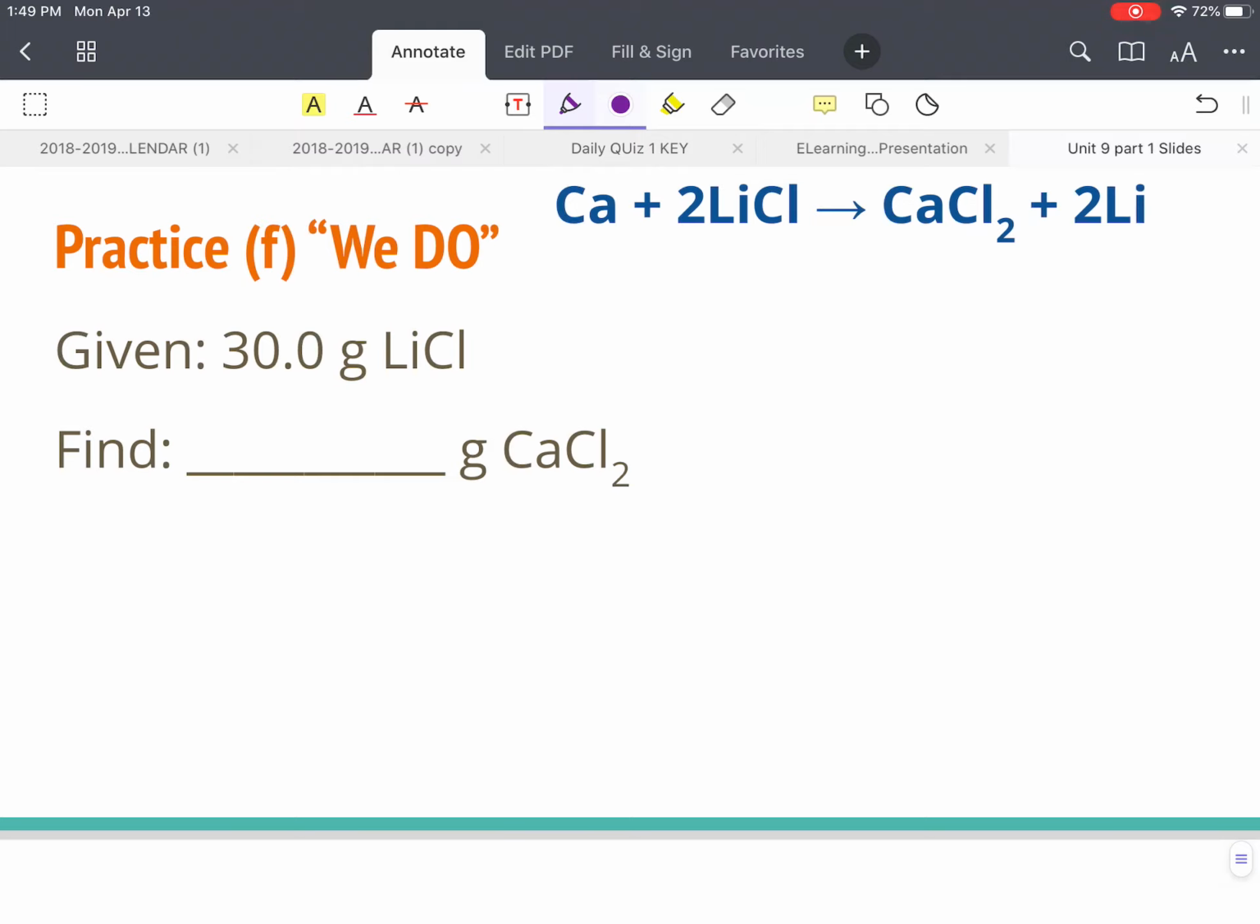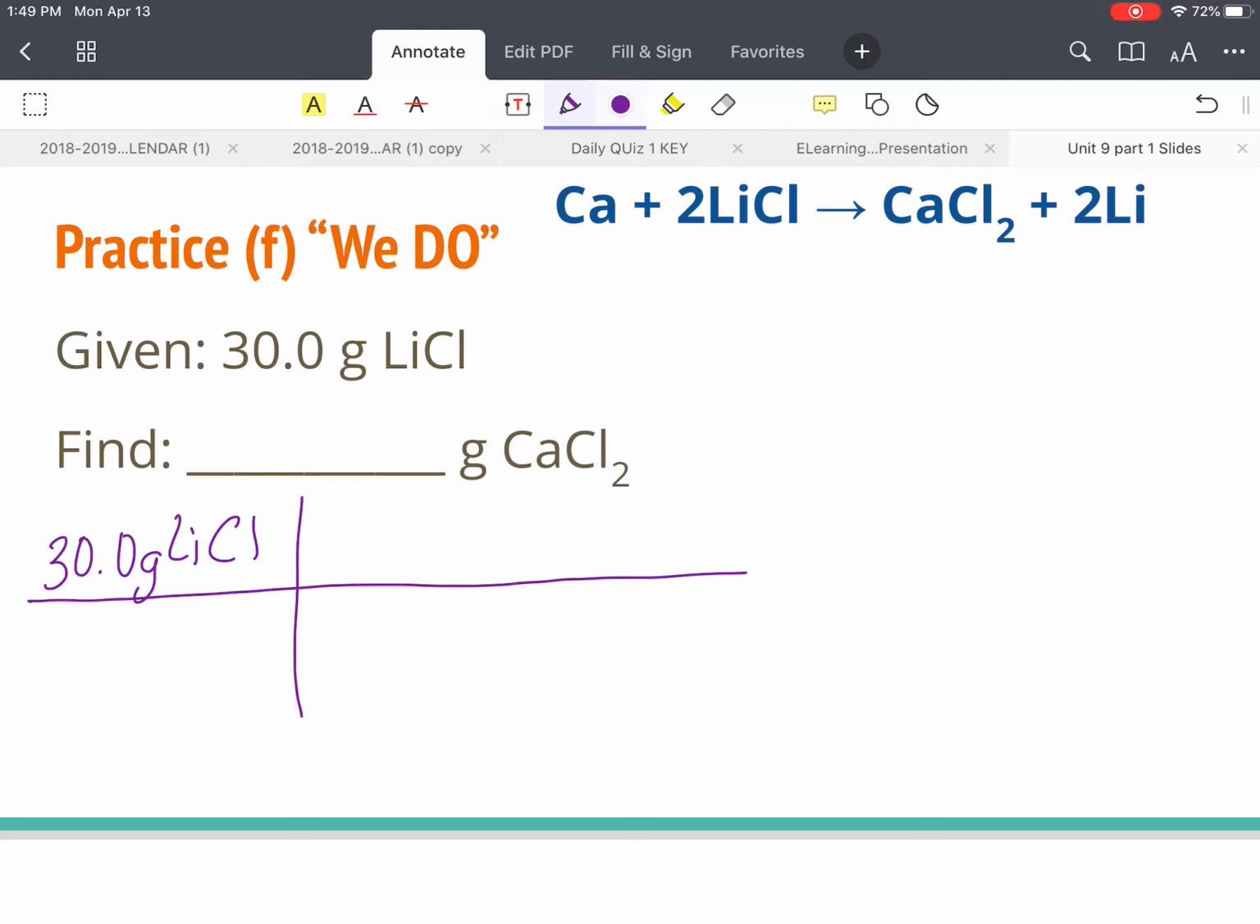Okay, this one is just one step past. If you want to pause it and just see if you can go all the way to grams, or if you want to just watch what I do again, I'm just going to write it out. So I'm starting with 30 grams.